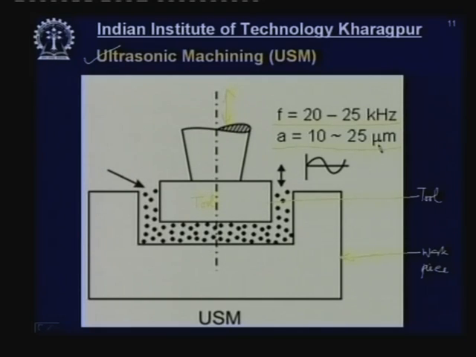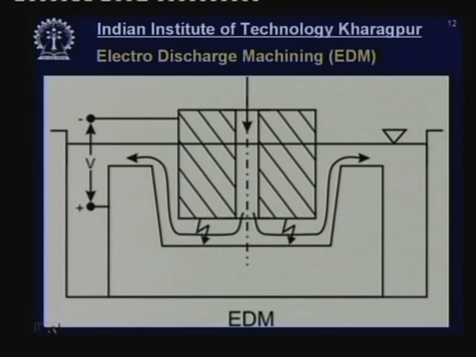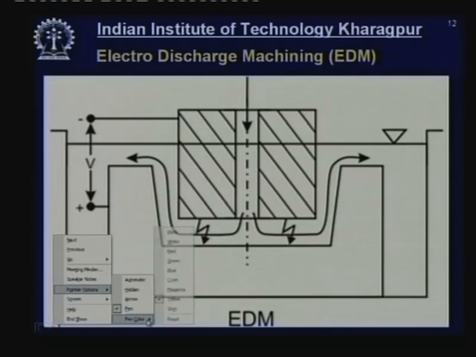25 micron. When it vibrates, the area between the tool and the workpiece is supplied with abrasive slurry. As the tool vibrates, the abrasive particles interact with the workpiece. Most often brittle materials are machined. As these abrasive particles interact with the workpiece, they induce controlled fracture in the workpiece and thereby material removal takes place.